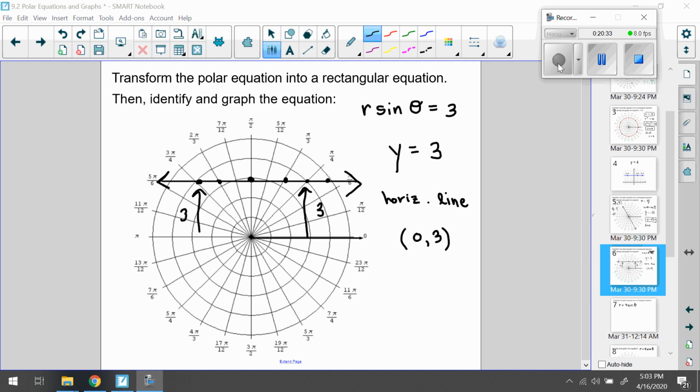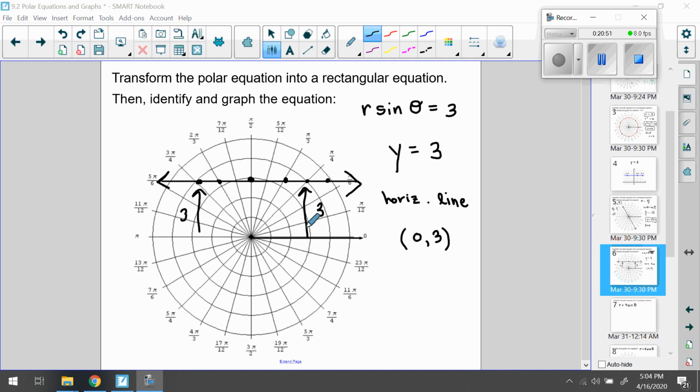Another example you could think about, I'm not going to do one in our notes today, but if I go back to the original here, what if this said r cosine theta equals 3? Maybe you could pause for a moment and imagine what that would look like. We know r cosine theta is x, and so that would be x equals 3, which is a vertical line.